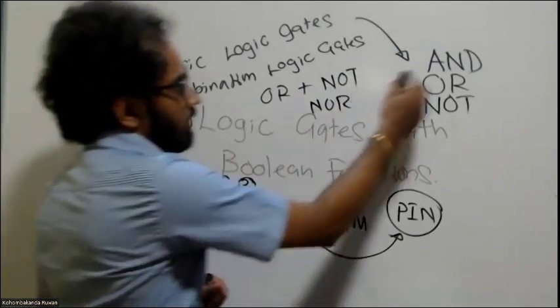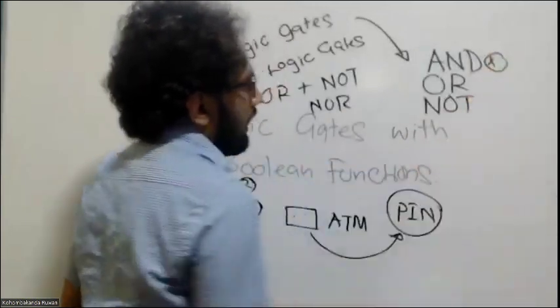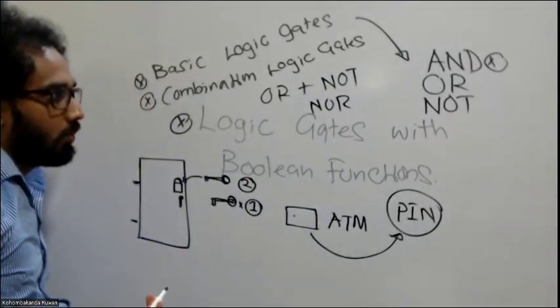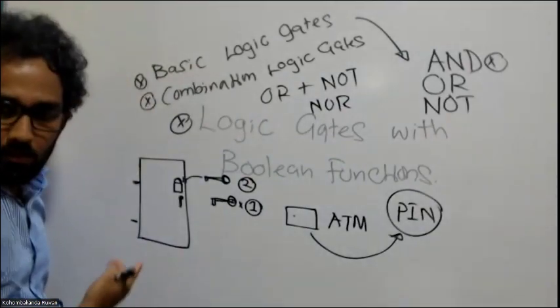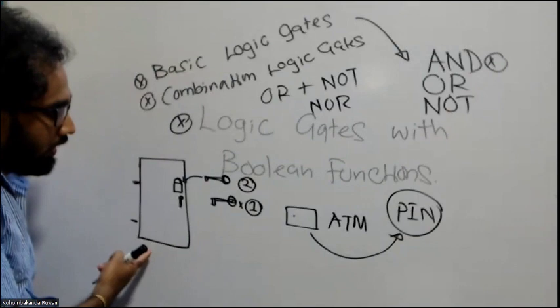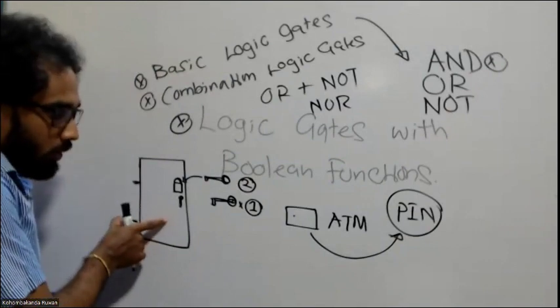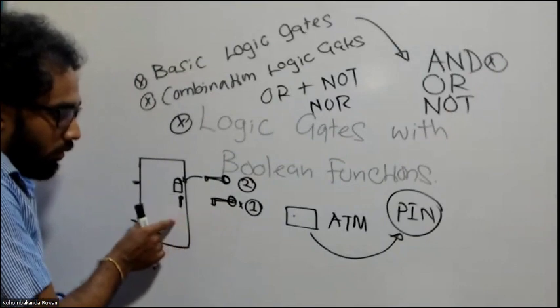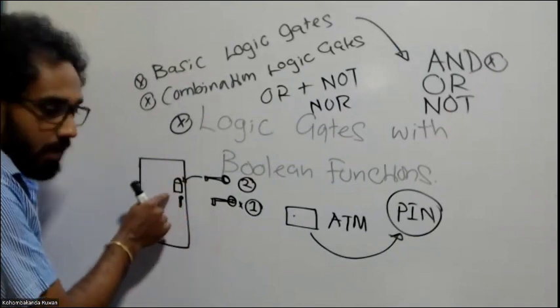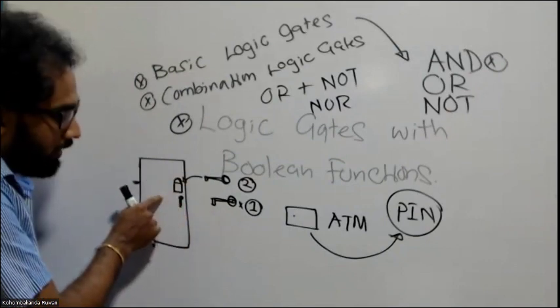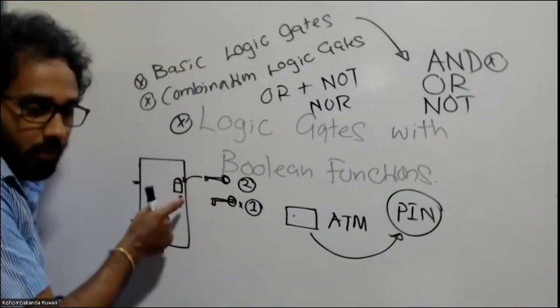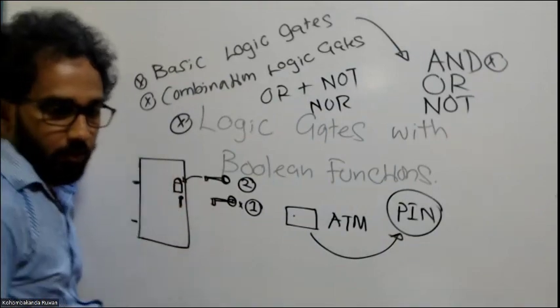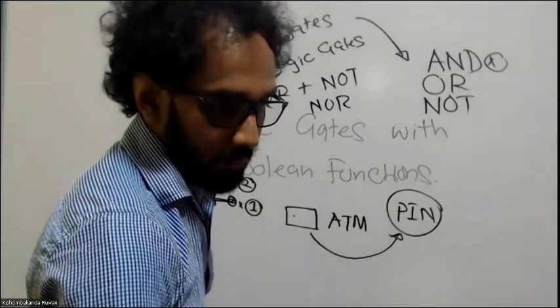The first one is the AND logic gate. What do you mean by AND? Look at this example. If you want to open this door, you have to use the original key of this door as well as the padlock key. Here, both are compulsory.